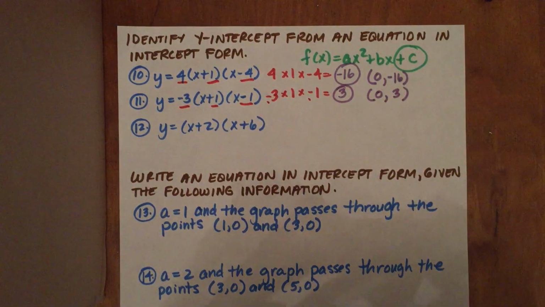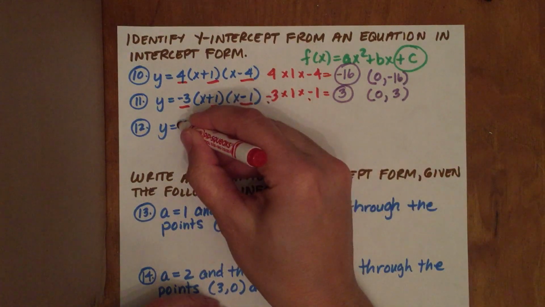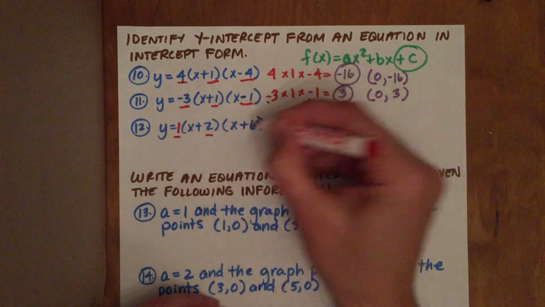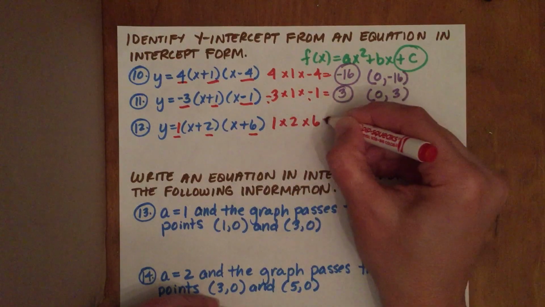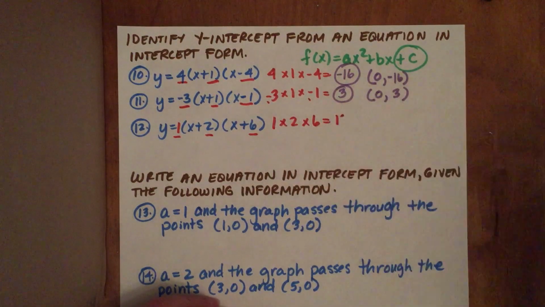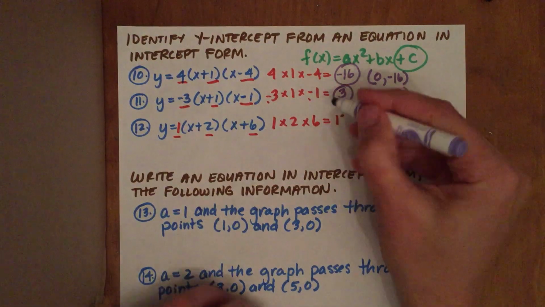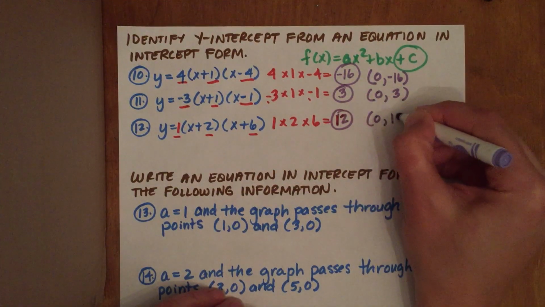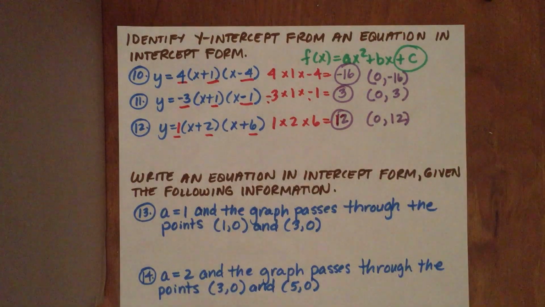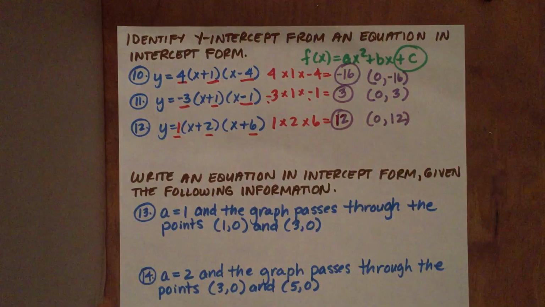And my last one, I've got my a value is 1 times 2 times 6. So 1 times 2 times 6 is 12. So that means that my y-intercept is at 0, 12. And that is how you find the y-intercept from intercept form.